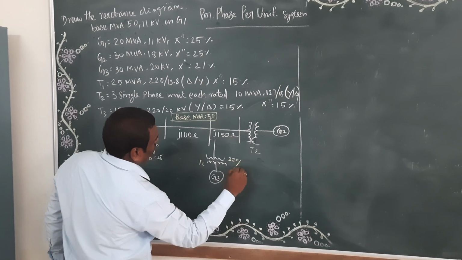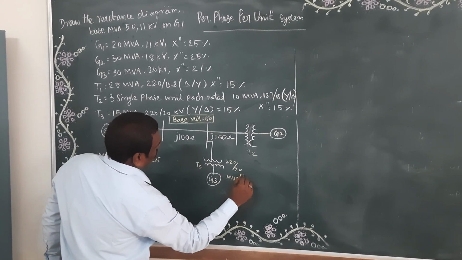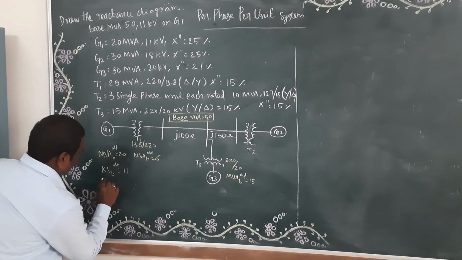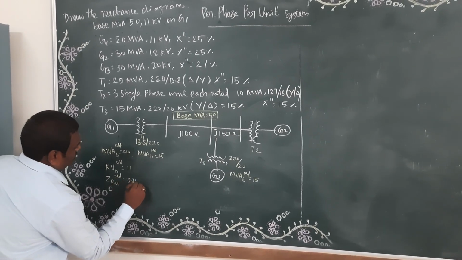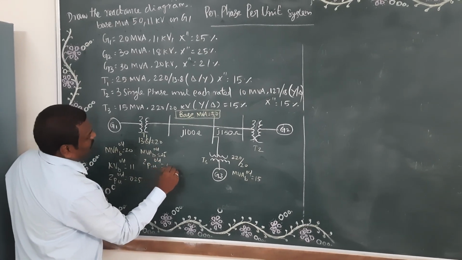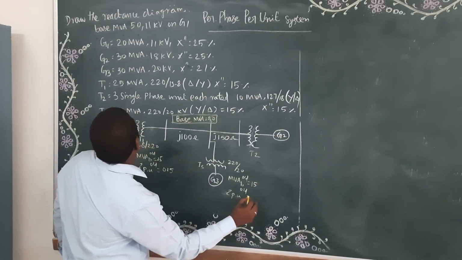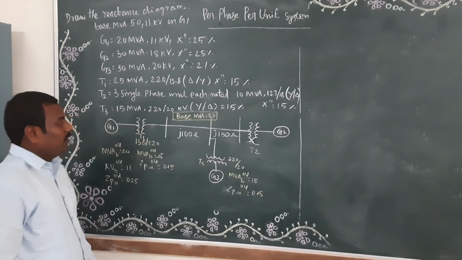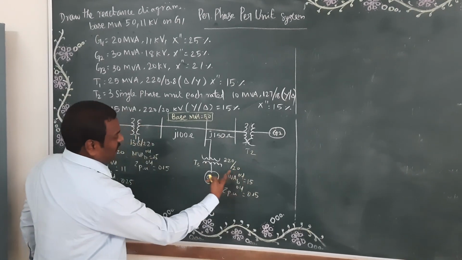So 220 bar 20 MVA base volt equal to 15, Z per unit volt equal to 0.25, and here Z per unit volt equal to 0.15. Z per unit volt is equal to, for transformer 3, it is 0.15. Okay. Next come to generator 2. We have written for transformer 3.